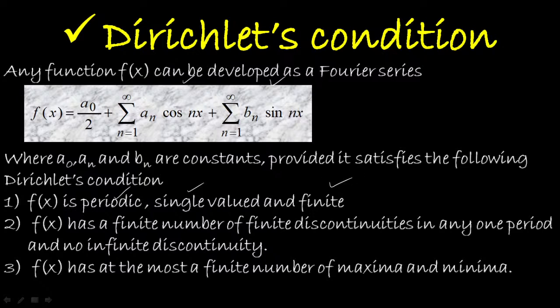So the first condition is most probably satisfied. A Fourier series is only suitable for periodic functions, and it should also be single valued and finite. Now let's move on to the second condition. It is one of the very important conditions, and based on this alone we have only these two terms in the Fourier expansion. So f of x has a finite number of finite discontinuities in any one period and no infinite discontinuity.